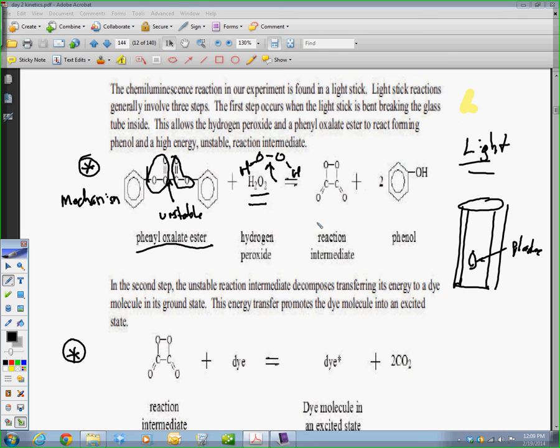When these bonds break, you form this reaction intermediate. And a byproduct of the first mechanism step is this phenol. Then what happens, this reaction intermediate is loaded with potential energy. Inside one of the compartments, usually the outer compartment, is a dye. Since the intermediate is loaded with potential energy and it's trying to stabilize itself, when it stabilizes, it breaks down into carbon dioxide and gives the potential energy to the dye. The dye gets excited and its electrons jump to higher energy states. And what happens, it fluoresces.